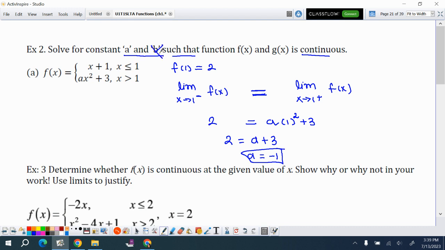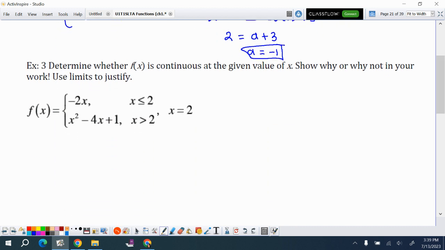Now here there is only one unknown, a. So what this means is when a equals negative 1, this function will be continuous at x equal to 1 because the function value is the same as those numbers. You can check your answer. If you put negative 1 here, you can see that they all will be continuous. At x equal to 1, 1 plus 1 is 2, negative 1 plus 3 is 2, and they are all the same number. That means the function is continuous.